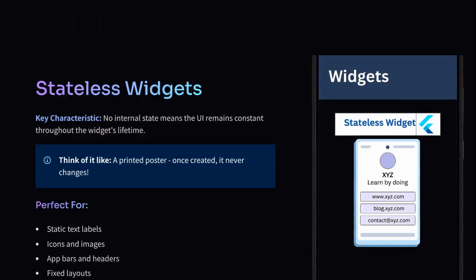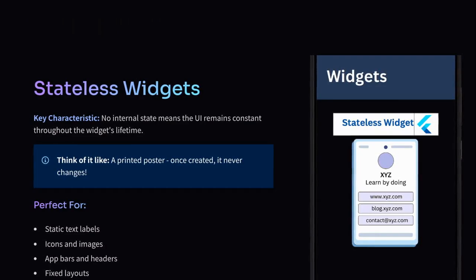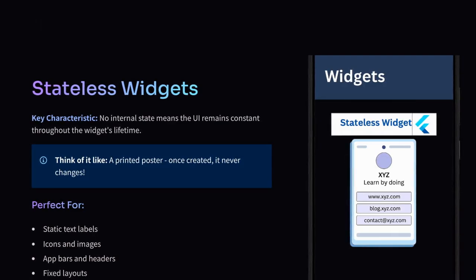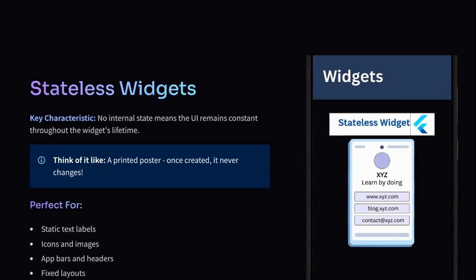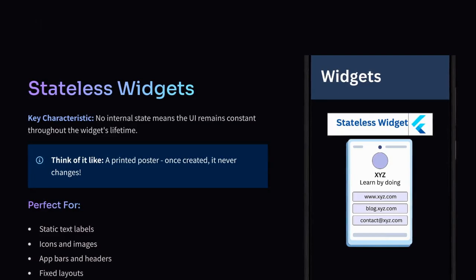Stateless widgets are like printed posters. Once created, they never change. They're ideal for static content such as text labels, icons, and fixed layouts. Because they stay the same, stateless widgets provide a consistent and reliable user interface throughout your app's lifetime.